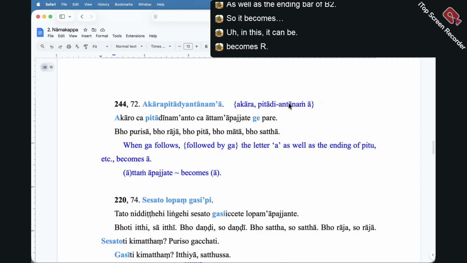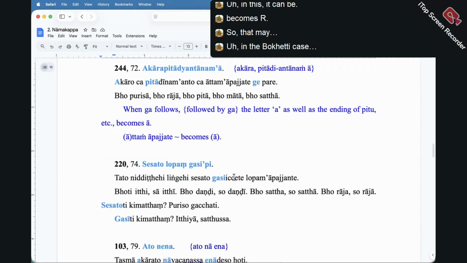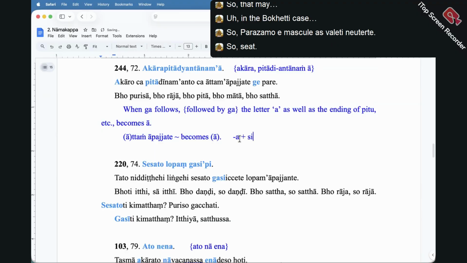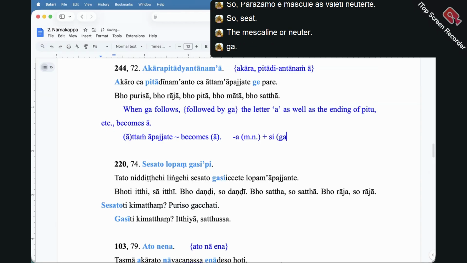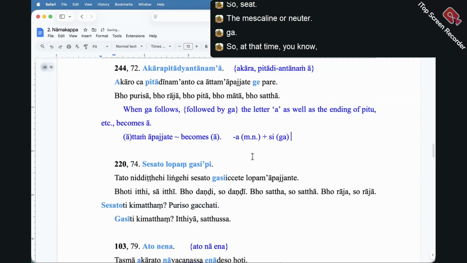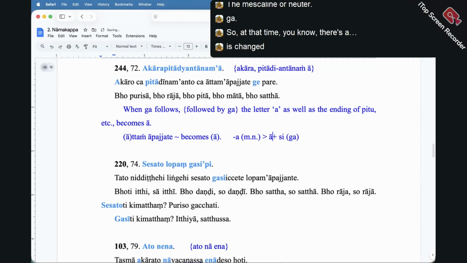Becomes R. So that means in the vocative case, for example in the masculine as well as the neuter, the masculine or neuter stems after C, but this C is the vocative case, the design Ga. So at that time, this R is changed to the R in this way, according to the meaning of this rule.